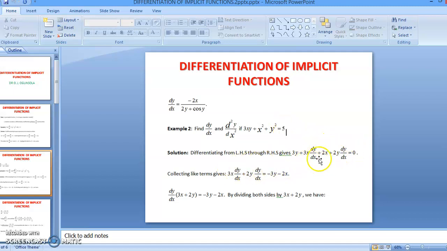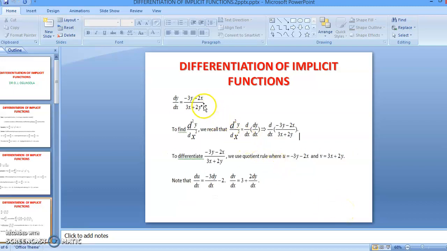So you now collect like terms here. What are like terms? You look for those that have dy/dx. You bring them together, and those that don't have dy/dx, you take to the other side. So you factor out dy/dx here, so we are left with 3x plus 2y, which is equal to minus 3y minus 2x. Now, by dividing both sides by 3x plus 2y, this is the value you are going to use to divide both sides, so as to have your dy/dx. So we have dy/dx will be minus 3y minus 2x all over 3x plus 2y. So that solves the first problem in example 2.